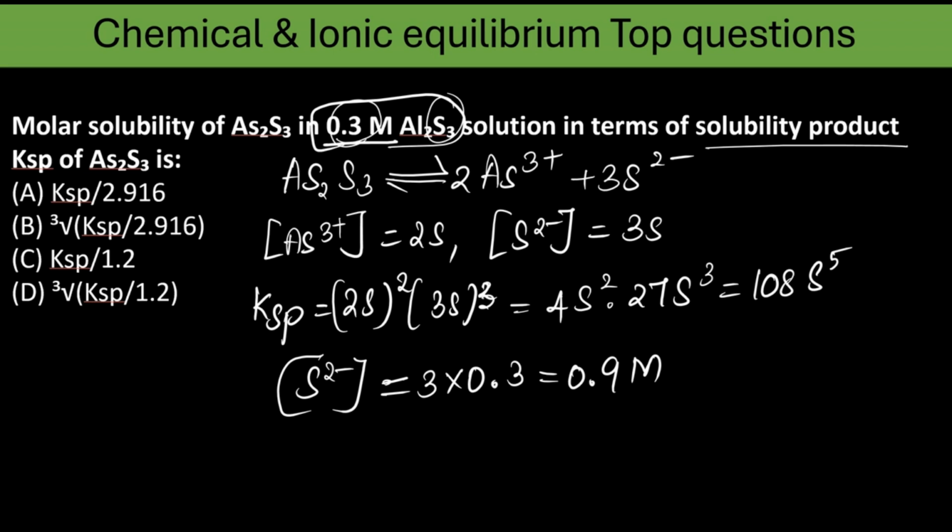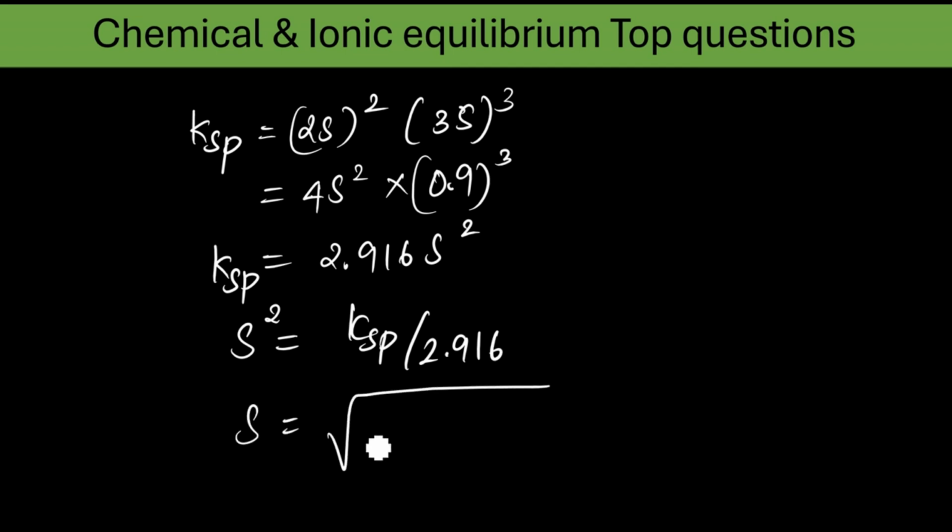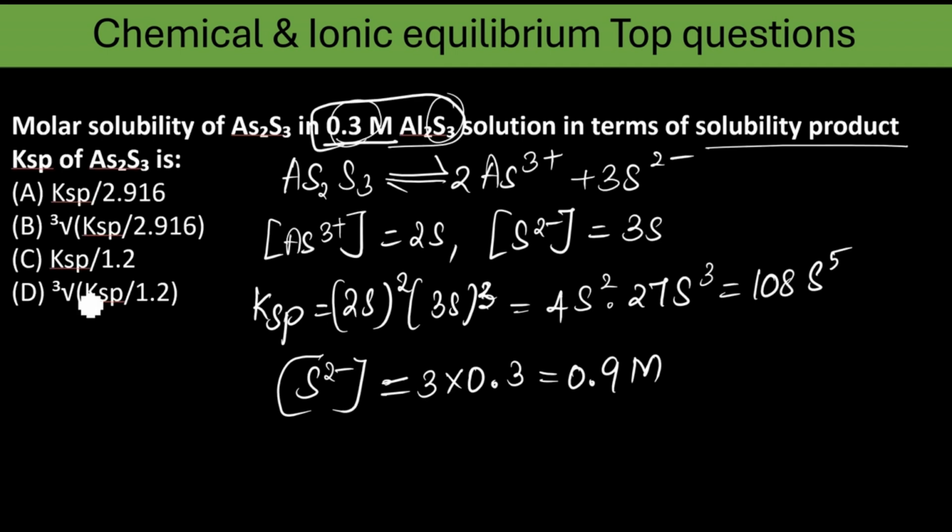Check out the options. Okay, so if I want S, then S squared is Ksp by 2.916, and S will be the square root of Ksp by 2.916. So this must be your answer. It's supposed to be square root.